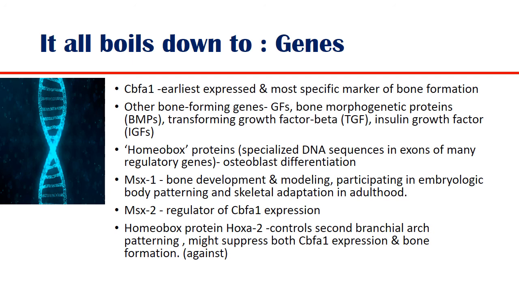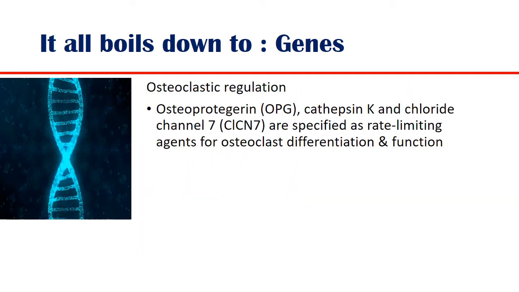You have homeobox proteins also, which are leading to osteoblast differentiation: MSX1 for bone development and modeling, bone patterning, skeletal adaptation; MSX2; CBFA1, which is the earliest and most specific of bone formation; HOXA2, which is opposing the CBFA1 expression. For osteoclastic, you have OPG. Cathepsin K is also going to dissolve the extracellular matrix. Chloride channel, which is also important, CLCN7. You just need to remember a few. You can just recall them if any question comes related to it.